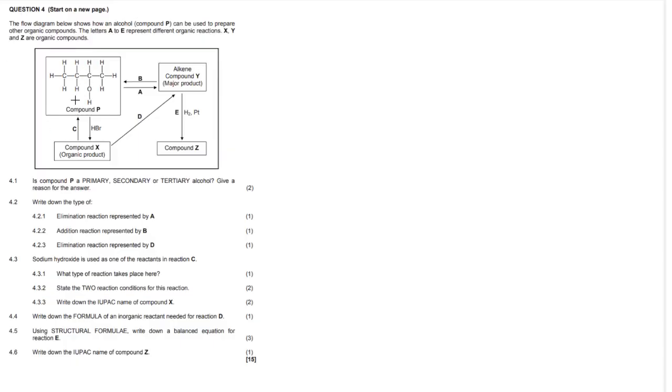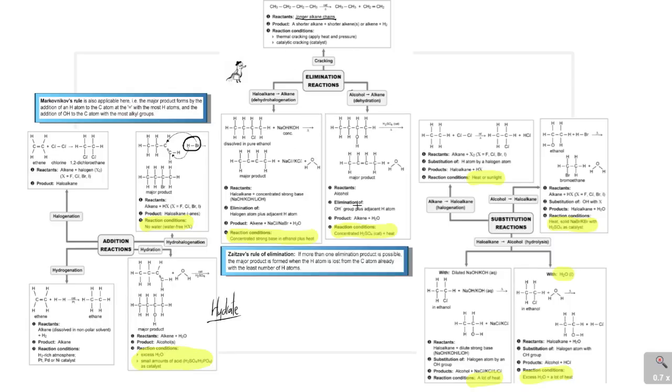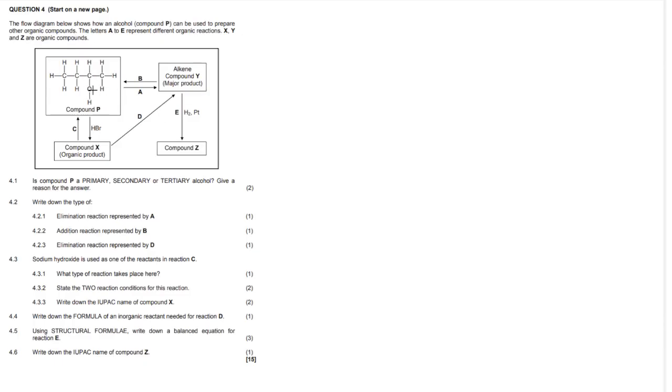The flow diagram below shows an alcohol, compound P. Here we've got an alcohol that can be used to prepare other organic compounds. Now we know alcohols can be made by elimination reactions, but they can also be used to create haloalkanes with substitutions, or they can be made from haloalkanes to alcohols with hydrolysis, okay, or with addition. We have hydration taking place with the addition reactions, and so multiple things can be made there that can be used to prepare other organic compounds.